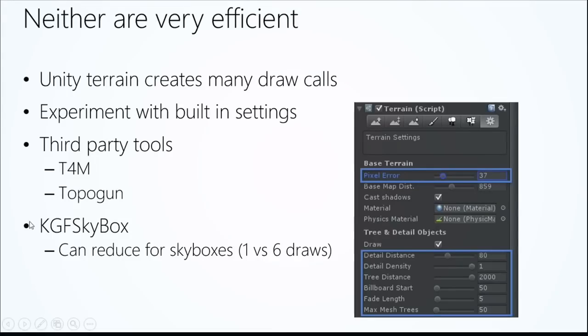Yep. Skyboxes. Yesterday, we looked at creating a sky in our world. A skybox has 6 images that get tiled around your world to make it look like you have a sky. That's 6 draw calls. KGFS Skybox is a kind of cool little plugin that you can get from the asset store that will reduce it down to 1 draw call. There's probably some manual methods you could do as well.